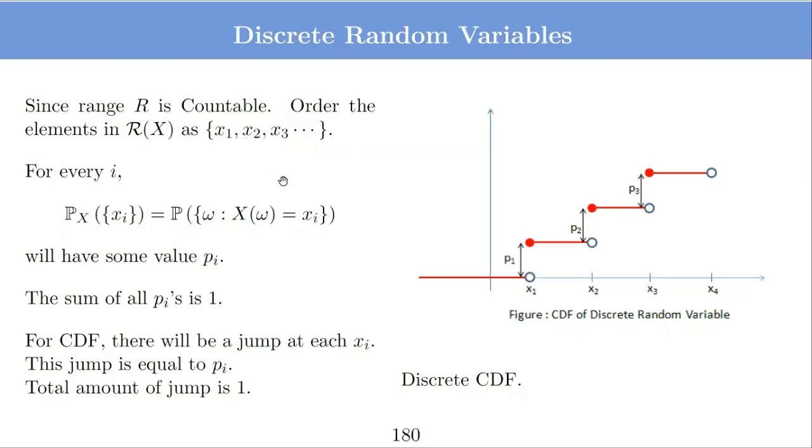So because of that, you can say the probability law of the singleton set containing only xi is the probability of all outcomes which map to xi, and let's take that value as pi. And of course it's a random variable, so this pre-image will be in the sigma algebra, so the probability exists.